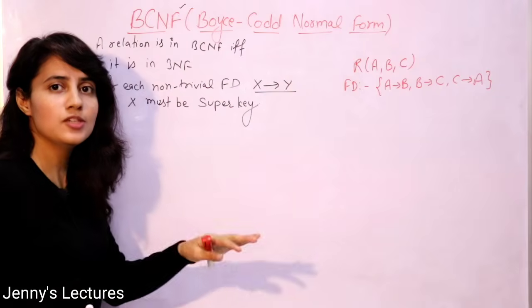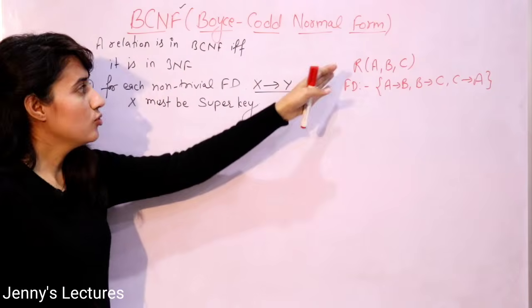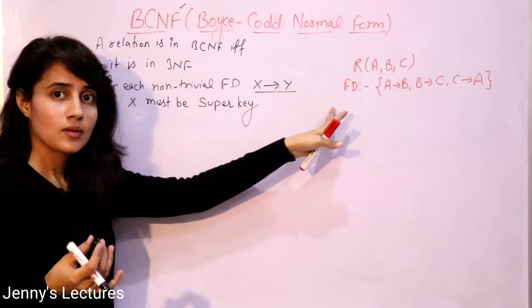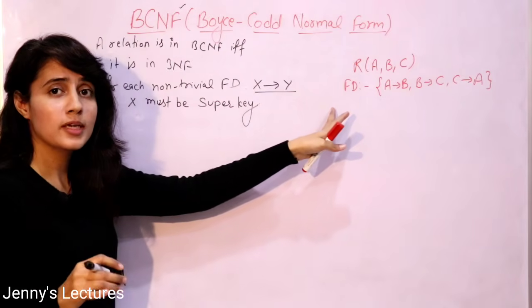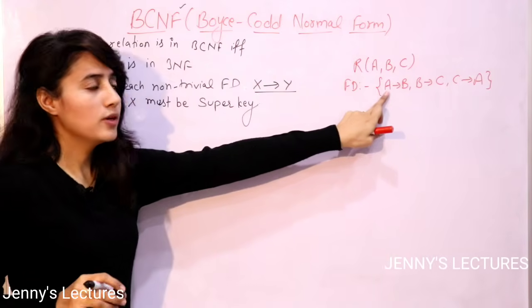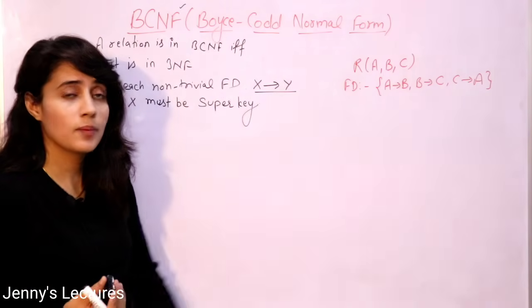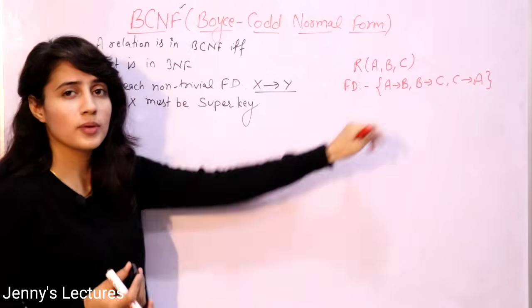So it is very easy to check if a particular relation is in BCNF or not. Just you have to find out the super keys, or if you don't want to find out all the super keys, then you can go for each dependency and you can check A is super key or not, B is super key or not, and C is super key or not. And how to check that particular attribute or particular key is a super key or not?